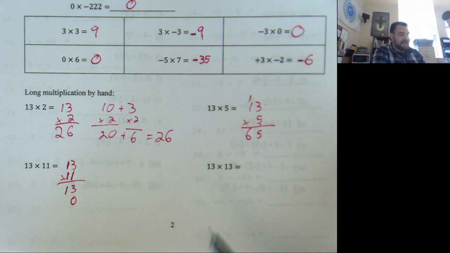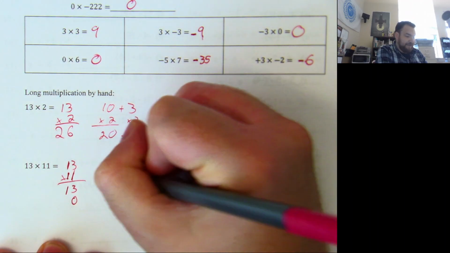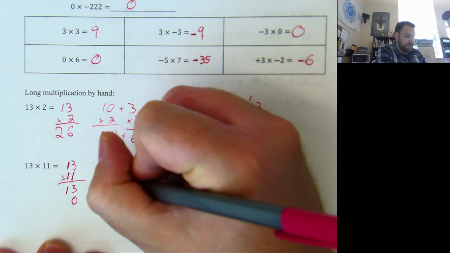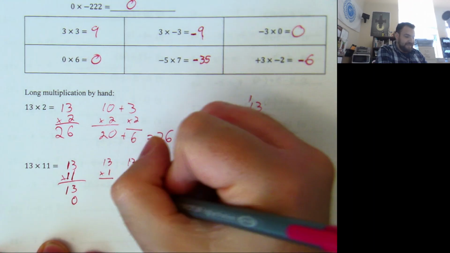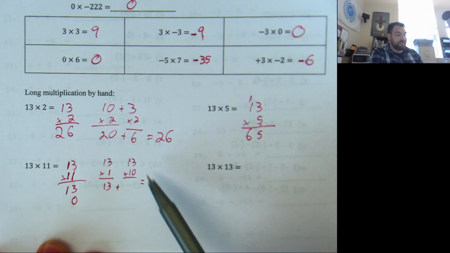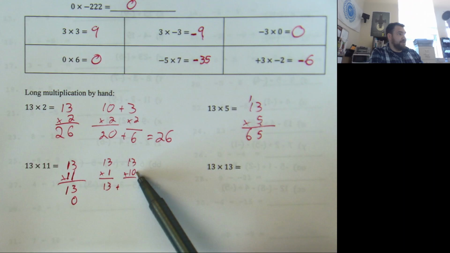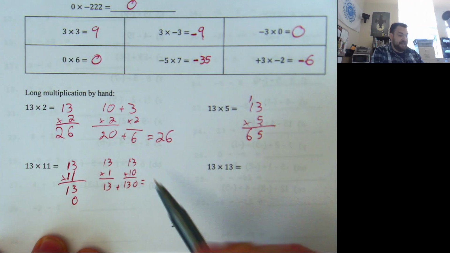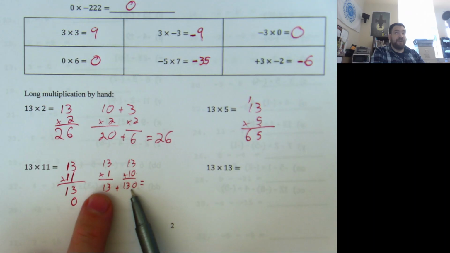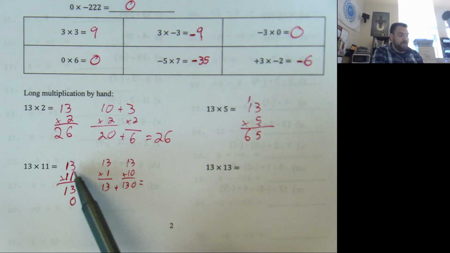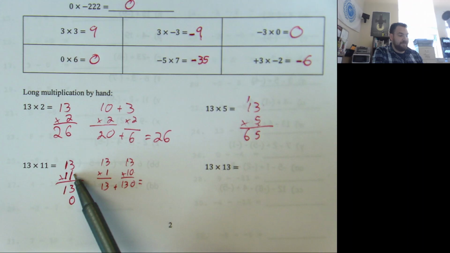Effectively what we're doing here is we're taking 13 and we're multiplying it by 1, and we're taking 13 and multiplying it by 10, and adding those two results together. 13 times 1 is 13. Multiplying by 10 is easy, because when you multiply by 10, we just add a 0 to 13 and get 130. This is effectively what we're doing here. You multiply by the 1, then you add a 0 for whatever is in this spot, and now we're going to multiply by 10.